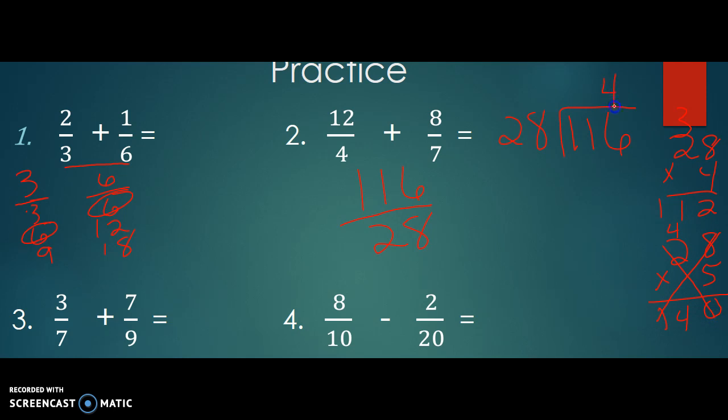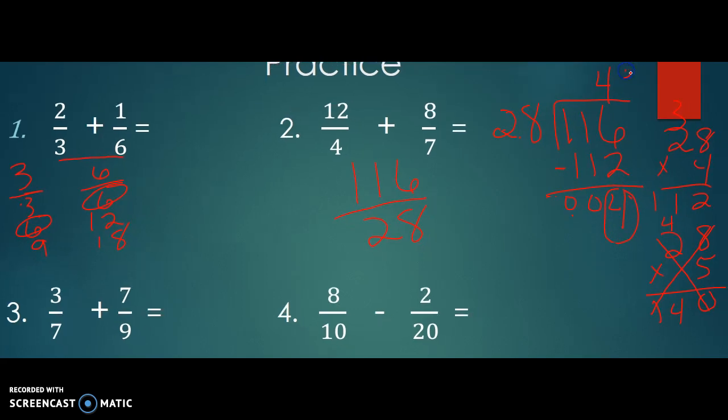28 goes into 116 4 times. Remember to write your answer up above the last digit that you used. So 116 minus 112. 5, 4. And those are zeros. If you need to fill in zeros so you know that nothing's there, you can, or you can leave it blank. So our remainder is 4. Remember, your remainder becomes your numerator, and your denominator stays the same. So our answer, 4 and 4 over 28.